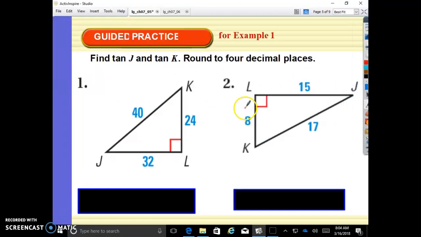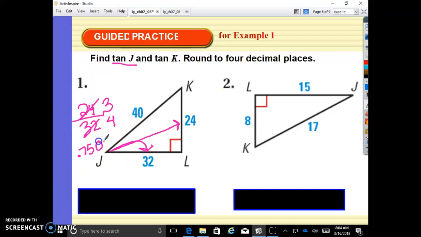Find tan J and tan K. So tan J, opposite. What's opposite of J? 24. And adjacent, 32. 8 goes in here, right? How many times does 8 go into 24? And how many times does 8 go into 32? So 3/4, or 0.75. Rounded to 4 decimal places, 0.7500.